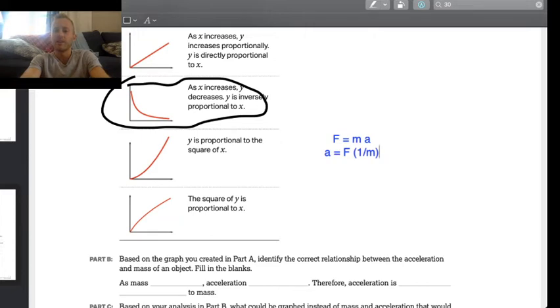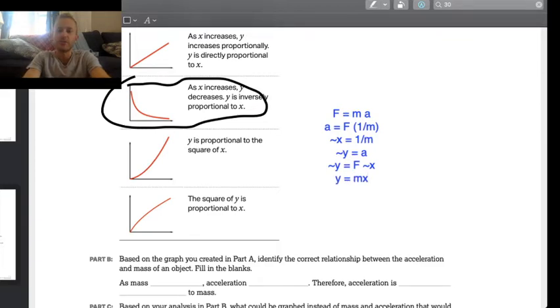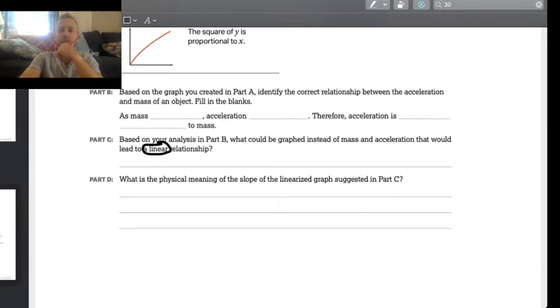All right? Now, what if I let my x squiggle equal 1 over m? And what if I let my y squiggle equal acceleration? So that would give me an equation of the form y squiggle equals F times x squiggle. All right? So we can compare that with y equals mx, and we see that the slope is equal to F. So that's the analysis there. So let me write that down. So I would graph acceleration versus 1 over mass.